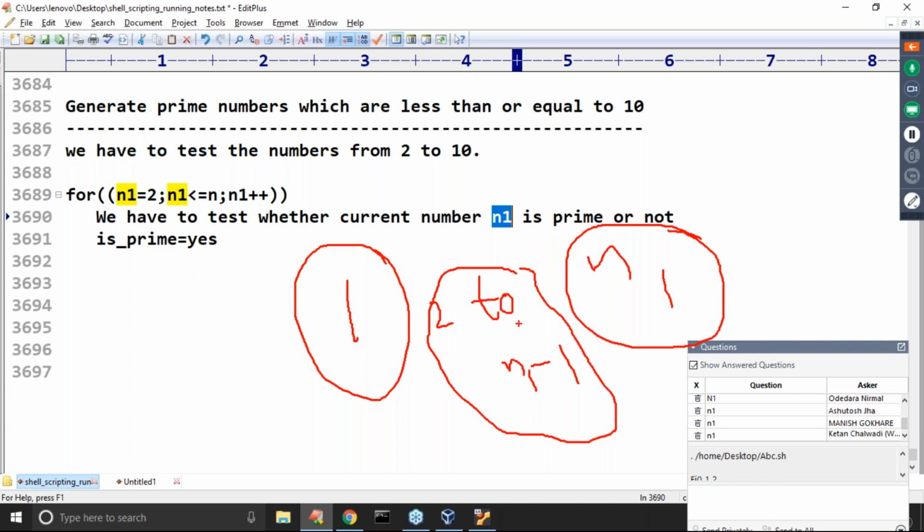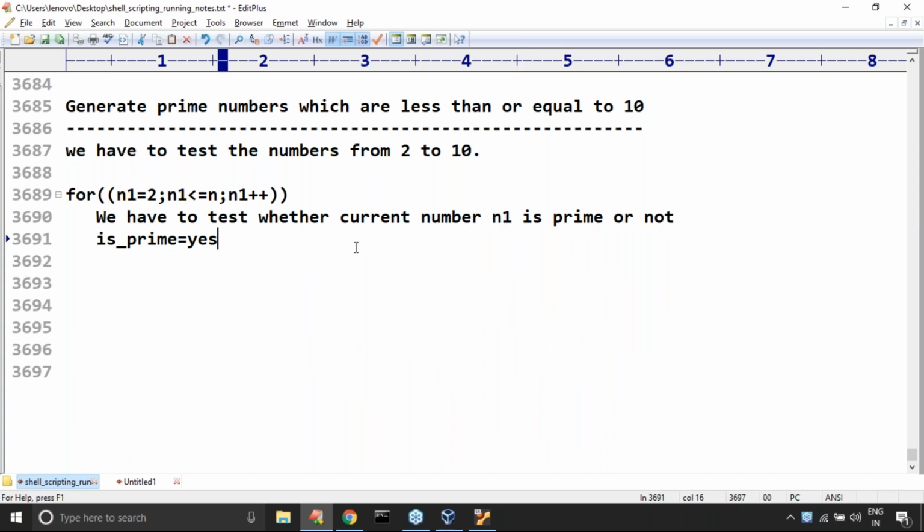Correct? Okay, now what I have to take is, just observe, for i is equal to 2, i is lesser than n1, i plus plus. So this for loop is to test whether n1 is a prime number or not. Now I'm taking, if you find any number, n1 percentage i is equal to 0, n1 percentage i is equal to 0.